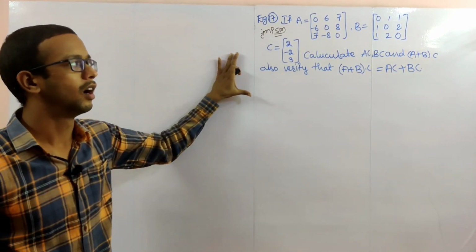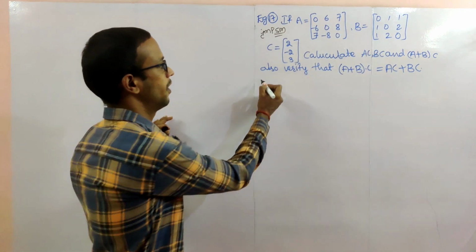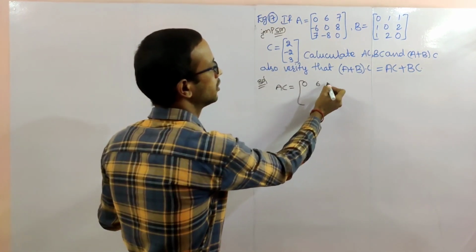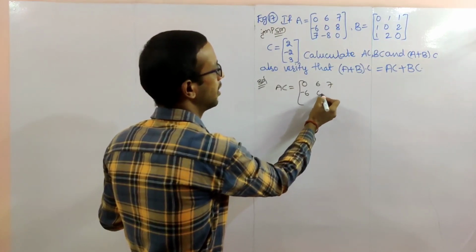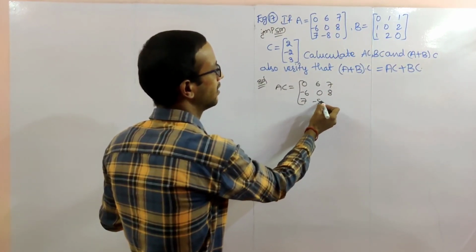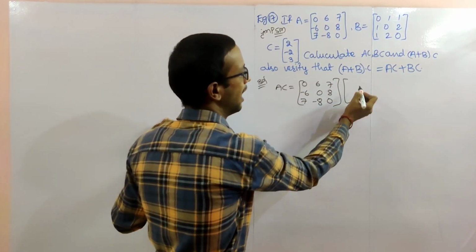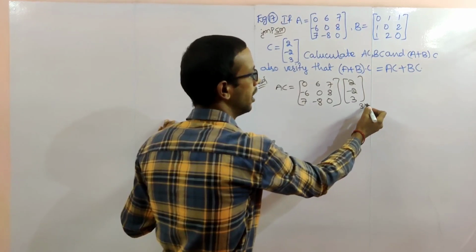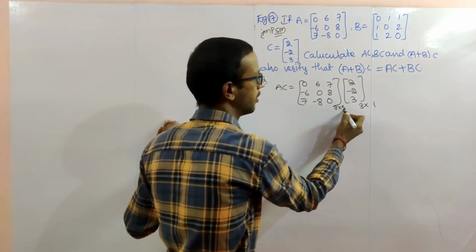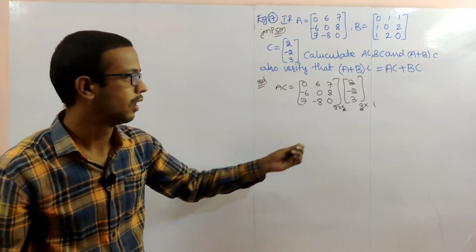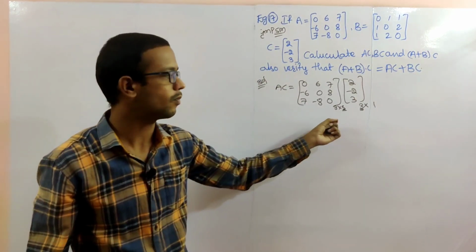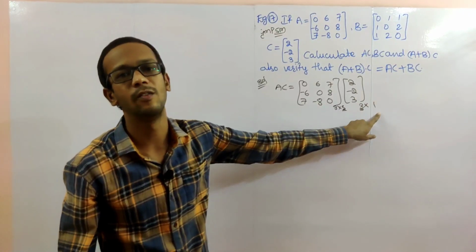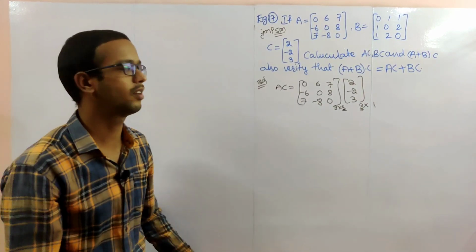Next, first AC is there. So first I'll find the AC matrix. What is the A here? 0, 6, 7, minus 6, 0, 8, 7 minus 8, 0. This is A, and C matrix is 2 minus 2, 3. 3 by 1 matrix, 3 by 3 matrix. 3 columns, 3 rows. So what we can get as the result is a 3 by 1 matrix. 3 rows, 1 column matrix you will get.